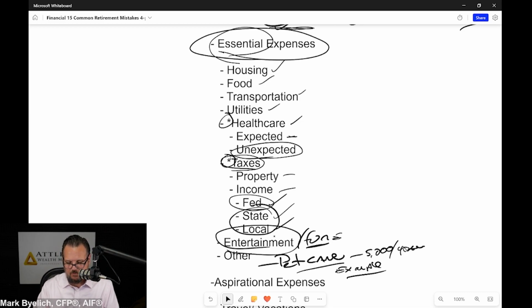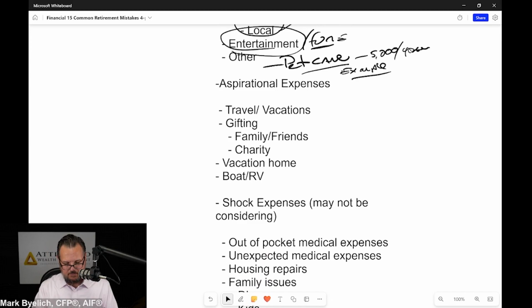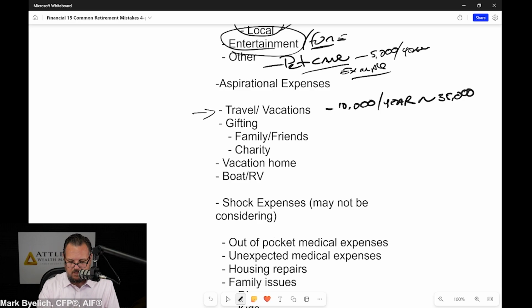And it's not uncommon, folks, for people, and I'm going to talk about this in a bit. So you have your essential expenses, and then you have your aspirational expenses. Well, travel and vacation. The average we see for travel is about $10,000 a year for a married couple who enters retirement together. So you can cut that in half for an individual, maybe. But we see about $10,000 a year, but it's not uncommon to see $35,000 to $40,000 a year of planned retirement expenses in the first few years of retirement.